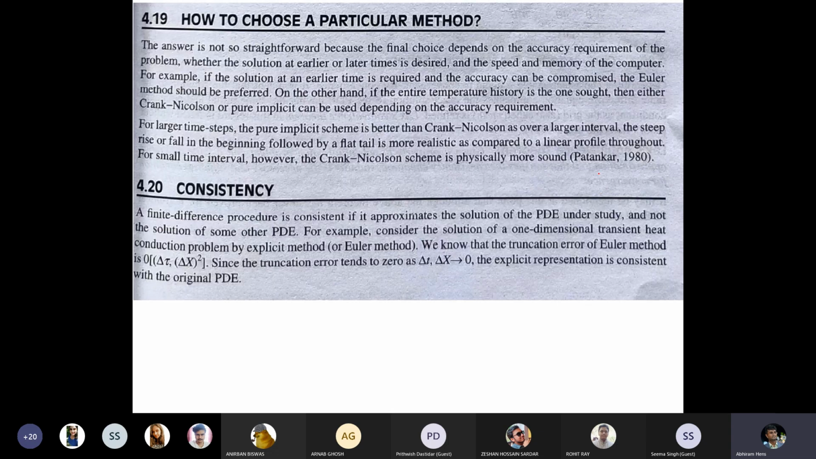Okay, so you need to take the decision of which method to follow. It depends on so many factors. So if you start working in this domain, then you can gradually understand which method to take up.